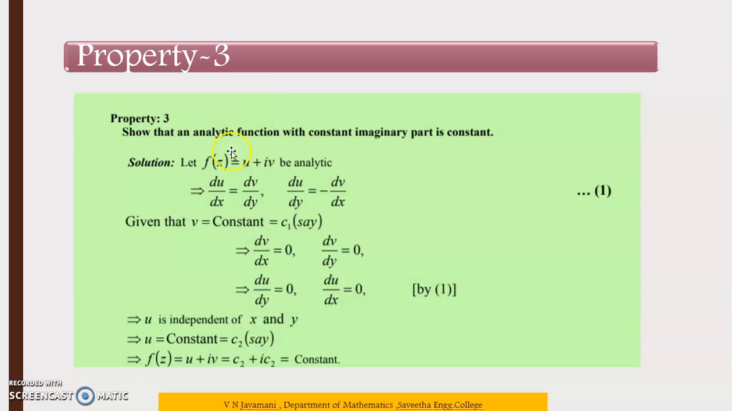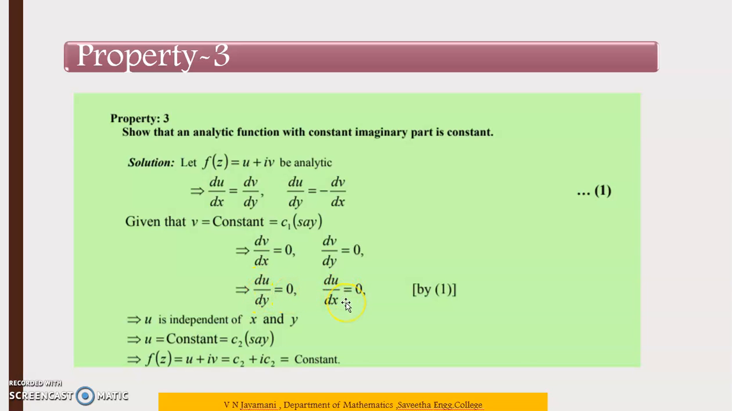Solution. Let f(z) = u + iv be analytic. The CR equations are written here. Given that v is a constant, that is, the imaginary part is constant. Then we differentiate v with respect to x and we get 0. Differentiate v with respect to y, we get 0. By using the CR equation, du/dy is also 0.